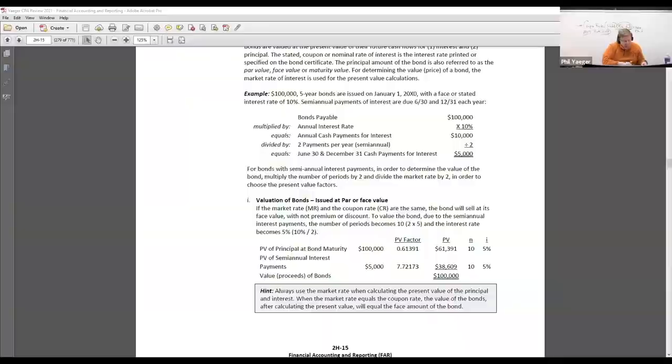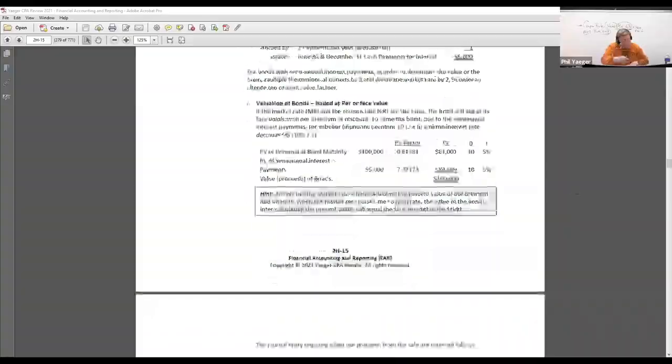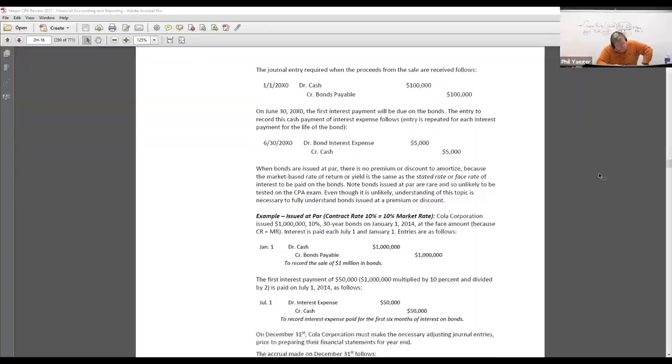Now let's look at, first of all, page 2H16. Here's an example we're going to look at. The example says we're issuing bonds at par value. The contract rate, which is the stated rate, is 10%. The market rate or the yield rate is 10%. So without even calculating the price of the bonds, I know the bonds are going to be sold at what?